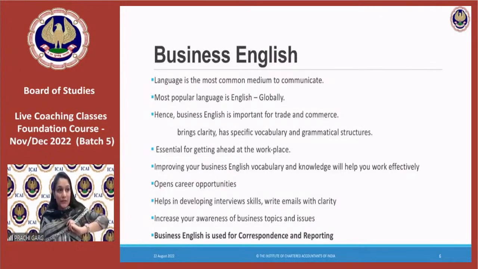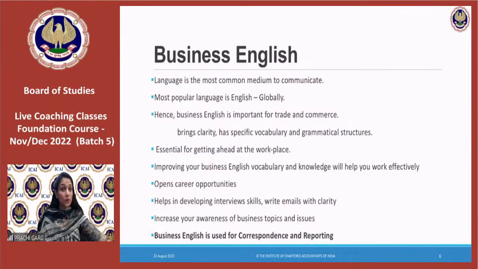So like I just said, if you know the different styles of communication, that helps you to go ahead, right? In the same way, if you have knowledge about vocabulary, if you have knowledge about business English, you will be able to understand what the other persons are trying to say effectively, and then you can work better.